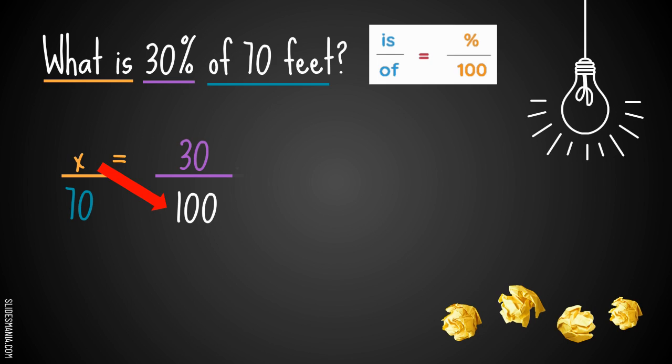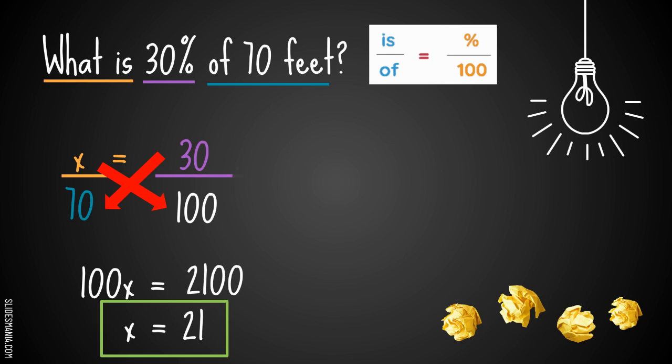Now let's cross multiply. X times 100 is 100x. Multiplicamos. 30 times 70, 2,100. Let's solve this equation. Divide both sides by 100. Dividimos dos lados. So x equals 21.